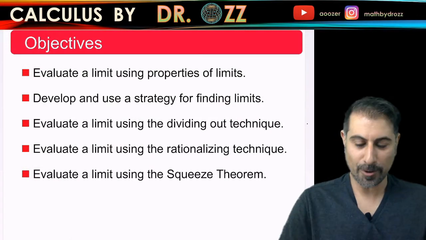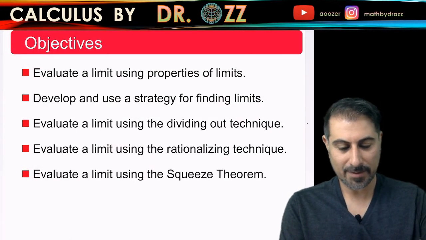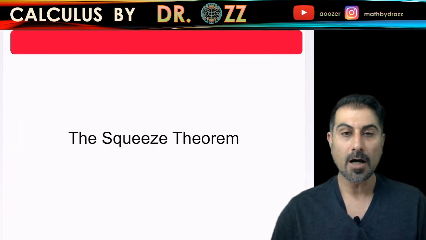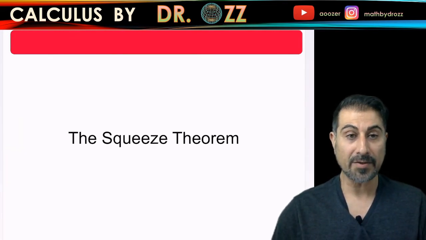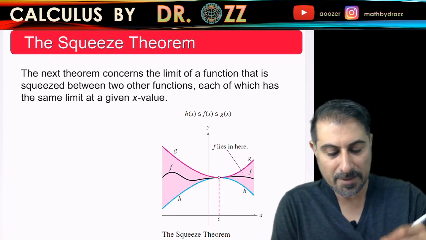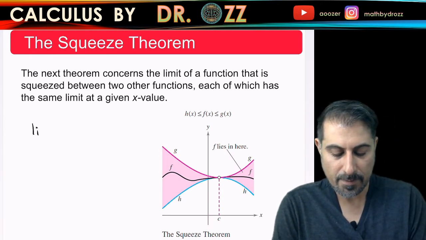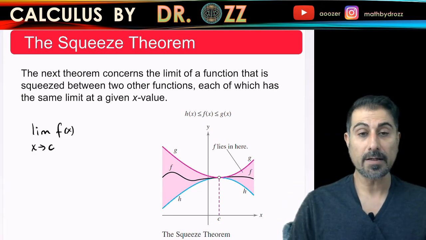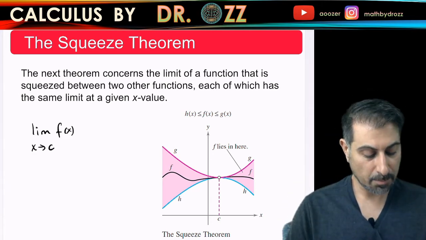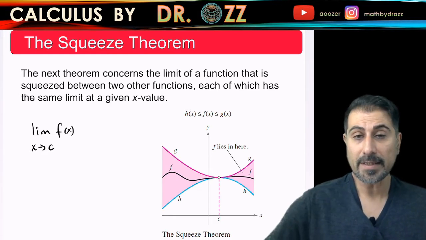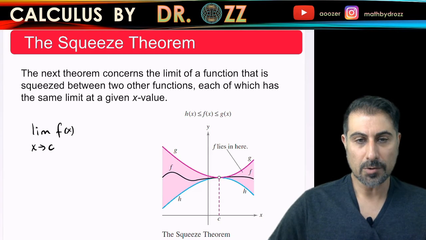Right, the last learning objective of this section is the squeeze theorem. So let's go over what the squeeze theorem says. Let's say you're going to find the limit of f as x approaches c. Let's say the graph of f is this black curve over there. And let's say f is not defined at c, so you can't use direct substitution.